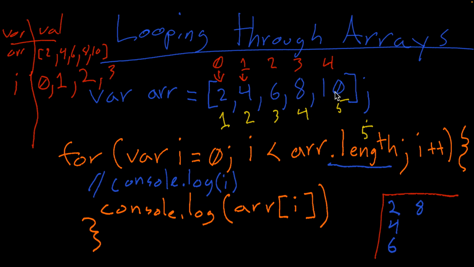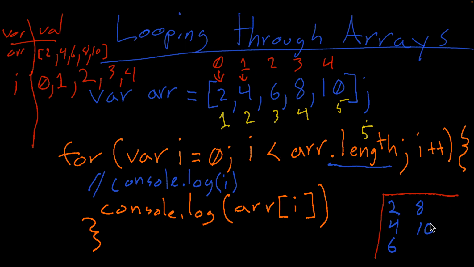All right, so the last value here is 10. We want to increase I so that we can get to that 10. I goes to 4, and 4 is less than 5. So we enter here, console log R at I. R at 4, so then we console log 10.